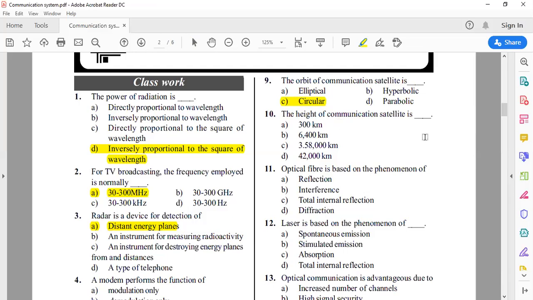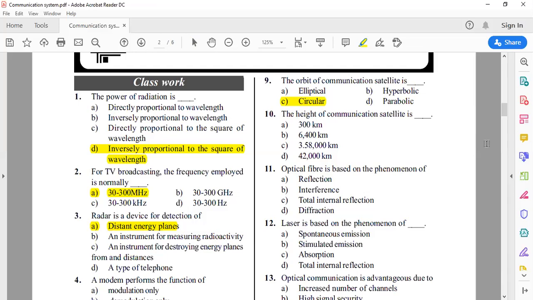Next one, question number 10. The height of a communication satellite is. The communication satellite is above the ionosphere. And for the communication satellite, the height, or you can say the altitude above the Earth's surface, is 36,000 kilometers.